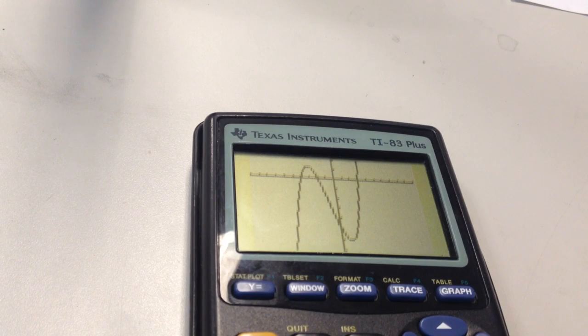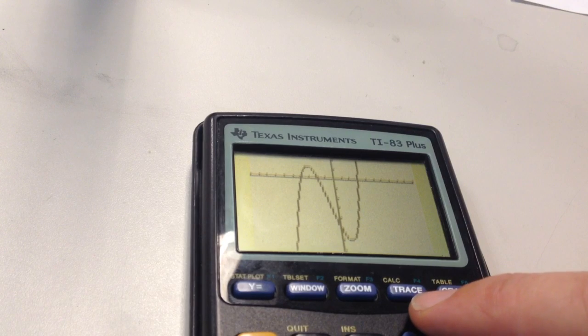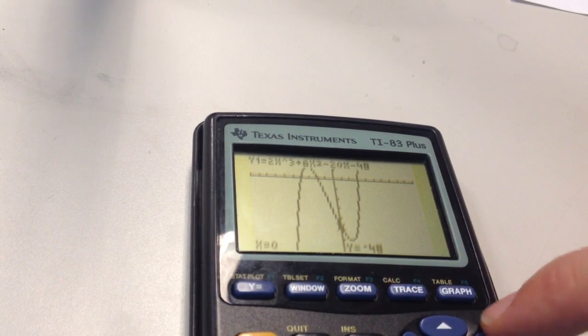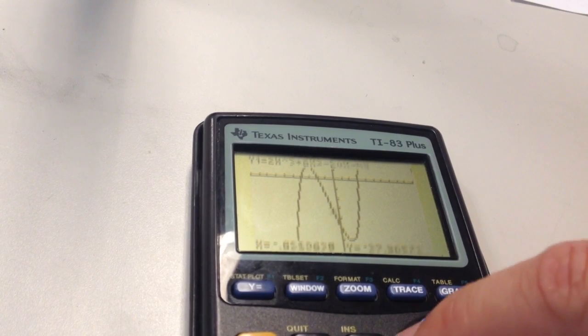You could zoom in. Okay. Does anybody know how to actually? Some of you probably know the trace function or not. What's the trace function do? It lets you move your cursor along the line. Yeah, if you hit trace, the arrow button creates a little cursor and you can move back and forth.